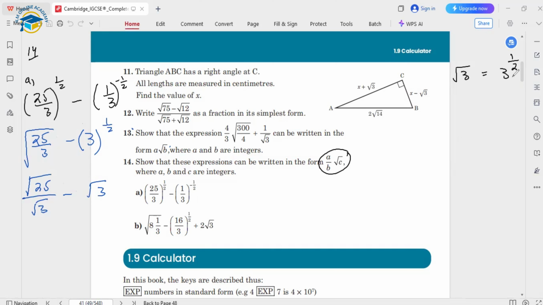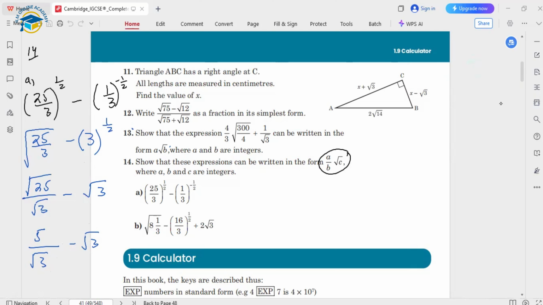As I told you, power 1 over 2 basically means square root, so square root 3. I'm using this because we are dealing with surds right now. 5 is basically the perfect square root of 25. So we have 5 over square root 3 negative square root 3. Here the surd is in the numerator, but here the surd is in the denominator, so it's better if you rationalize this part.